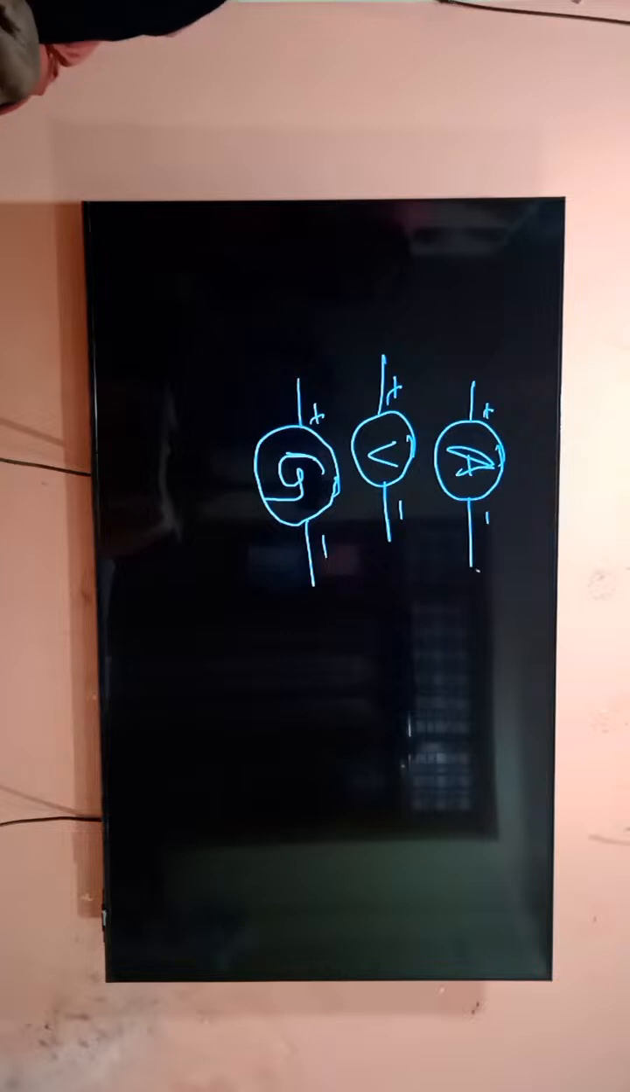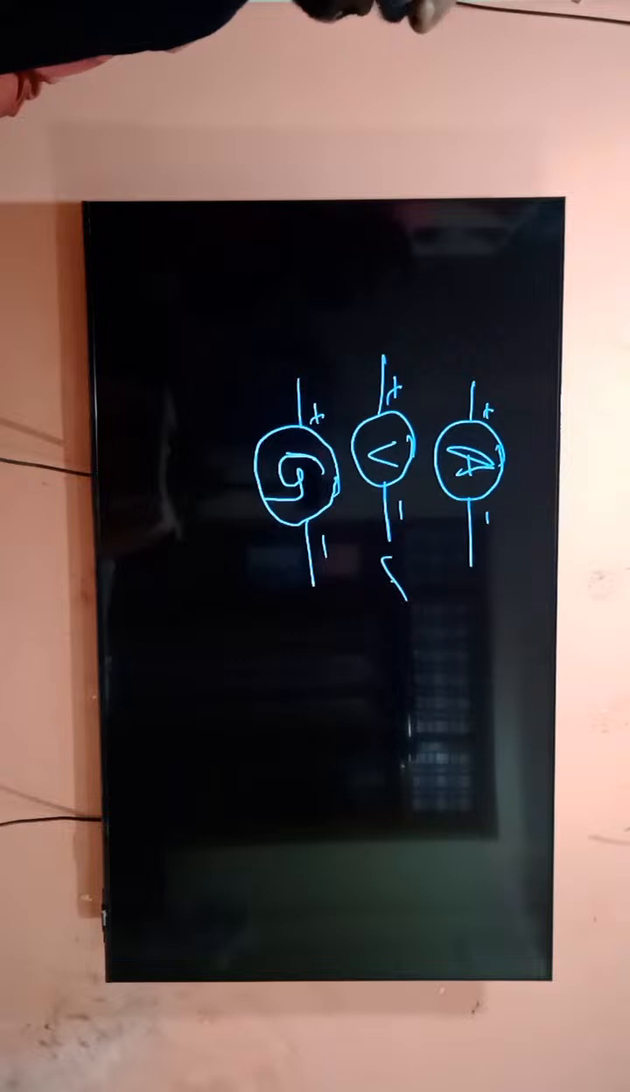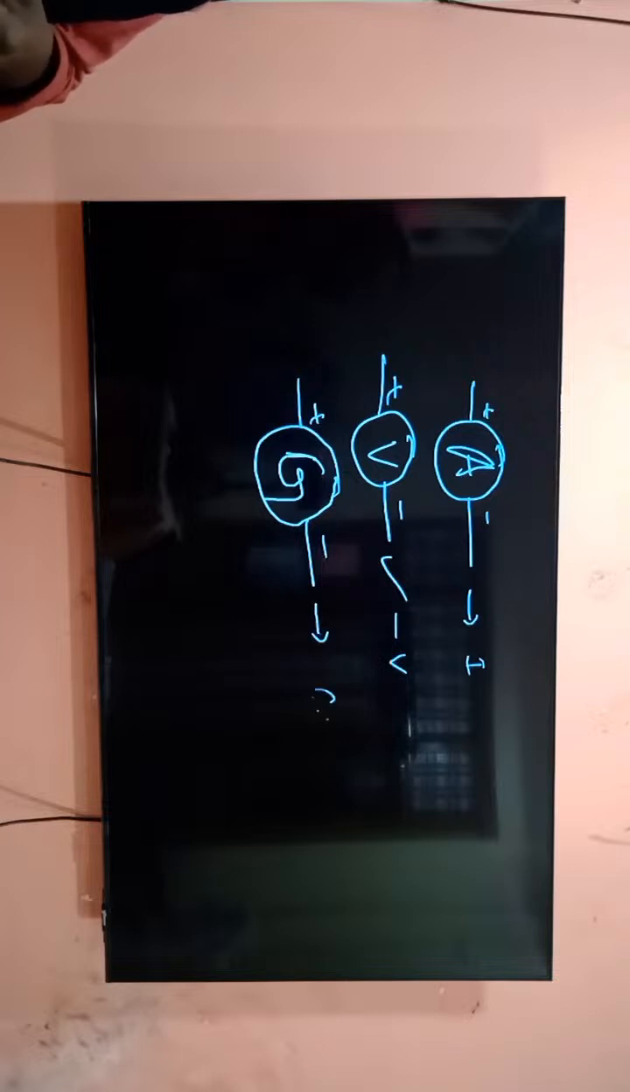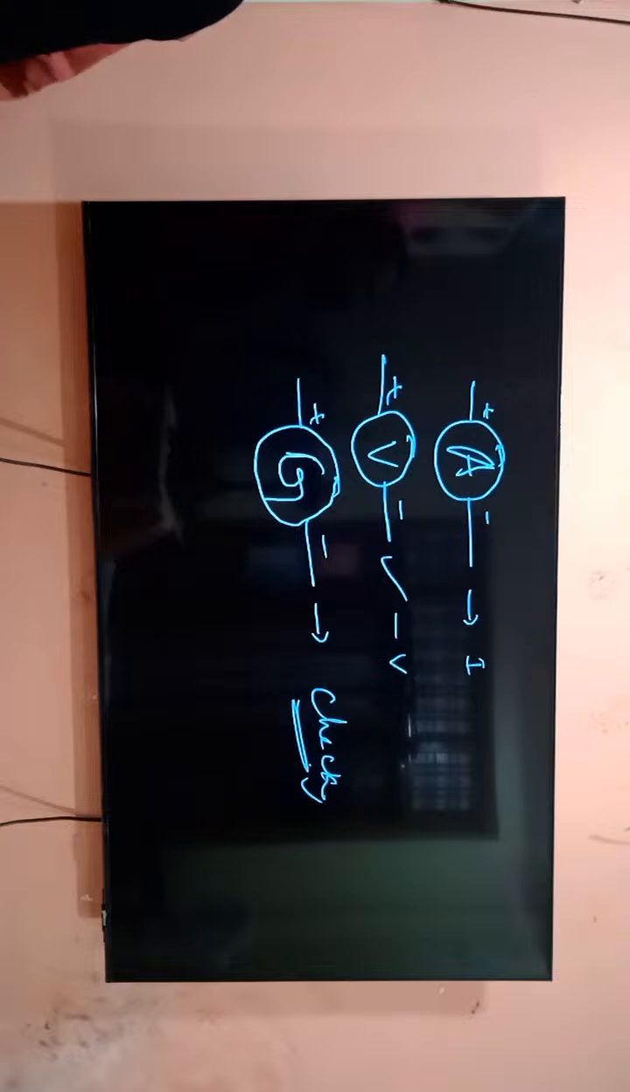Ammeter. So what is the use of the ammeter? To measure the current in the circuit. The voltmeter means potential difference. So the ammeter is to measure current, and the voltmeter is to measure the potential difference. The galvanometer is to check whether the current is flowing in the circuit or not. So I hope it is clear.